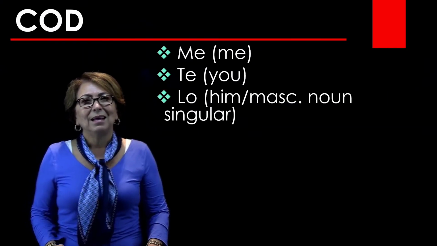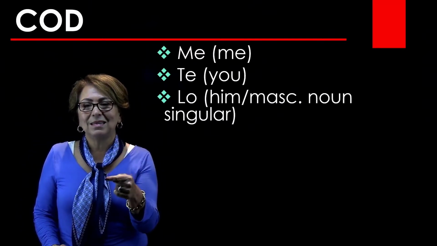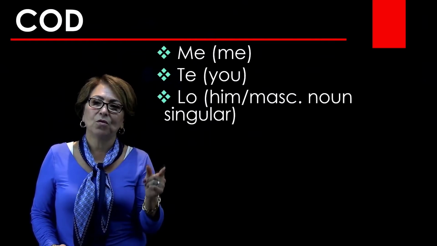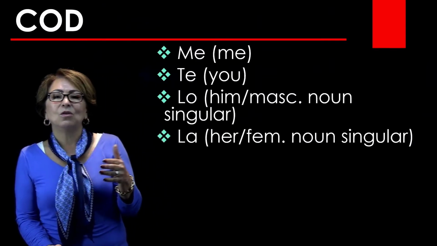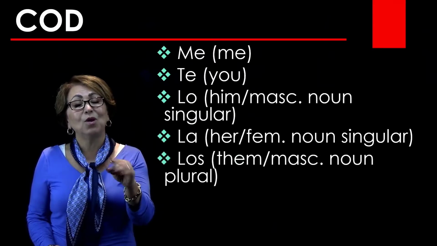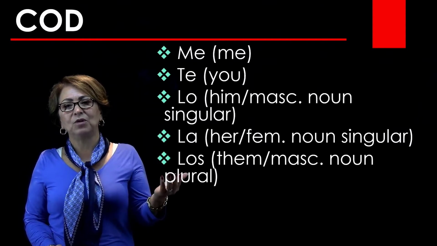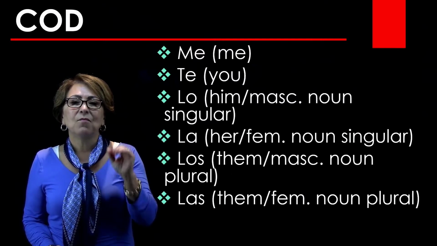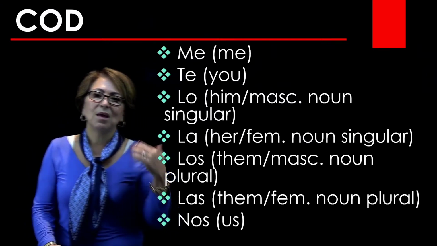So we got lo. Lo is going to be for him and for it, both in the masculine. Him or it will be lo for the object pronouns. Now, la is going to be for her and also for it in the feminine, and they're going to be singular. The plural for the masculine is going to be los, and we're going to use it for people or for objects. We also have las, people or objects in the feminine version for the plural. And the last one on the list is going to be nos, and that's going to be for us.